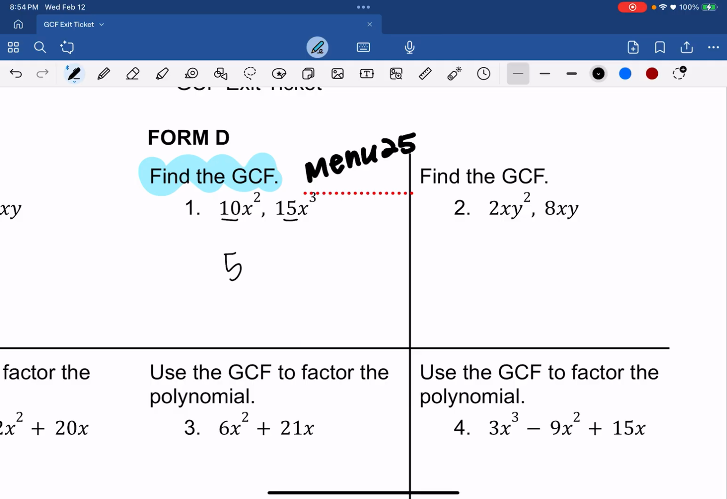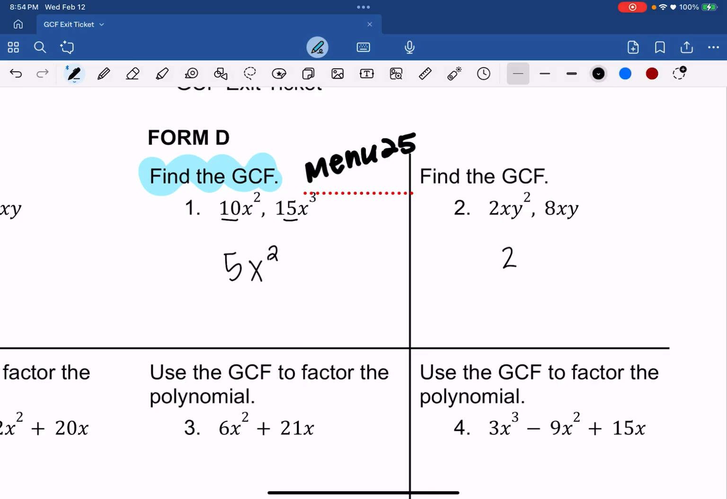And then remember, when it comes to variables, just look at what they have in common. So like 10 has 2 x's, 15 has 3, so they only have 2 in common, so it's going to be 5x squared. Same thing if there's 2 letters, just take them individually. The greatest common factor between 2 and 8 will be 2. They're both divisible by 2.